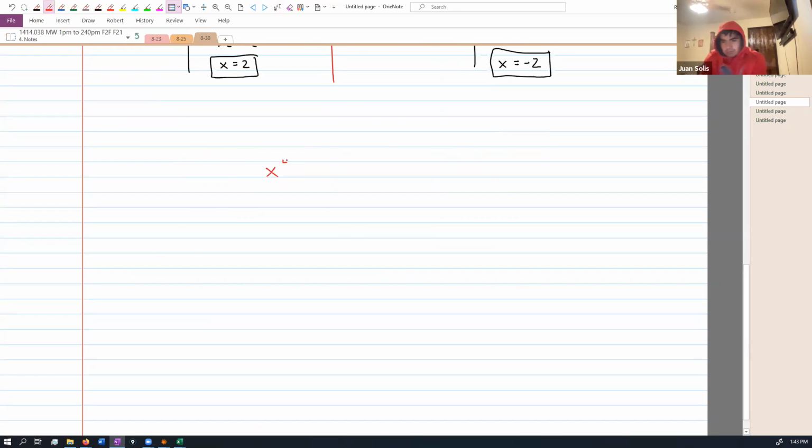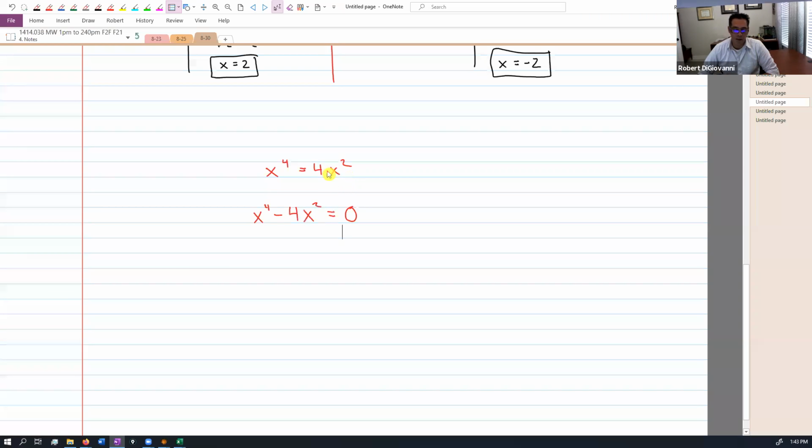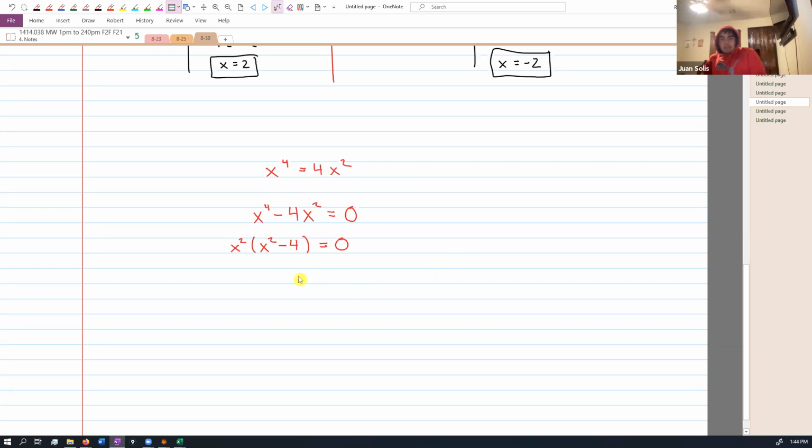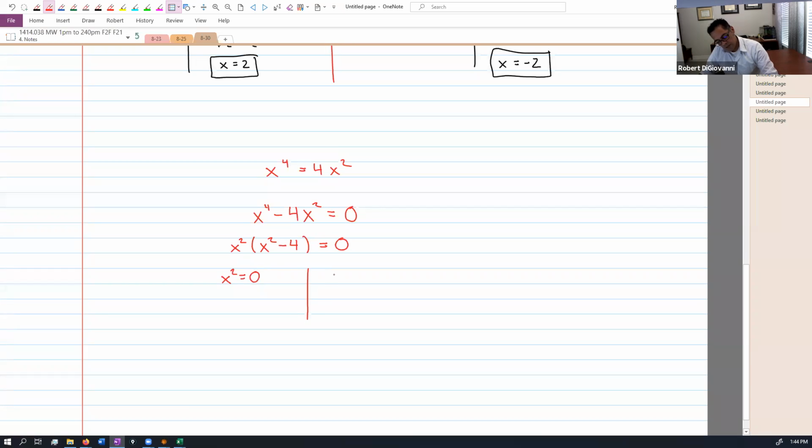I just moved the 4x squared to the other side, so it would be x to the power of 4 minus 4x squared equals 0. Okay, everybody, that's a legal move in the very beginning. Just move that to the left, make it minus, right? Go ahead, Juan. Take out an x squared from the equation, right? Okay, so factoring, right? Greatest common factor, GCF. And then just x squared equals 0. And you set the first one to 0, and you set the other one to 0? Yeah. Right.